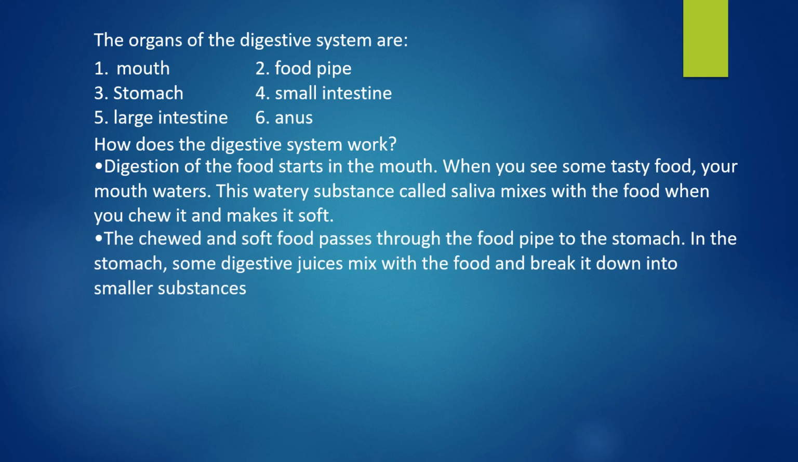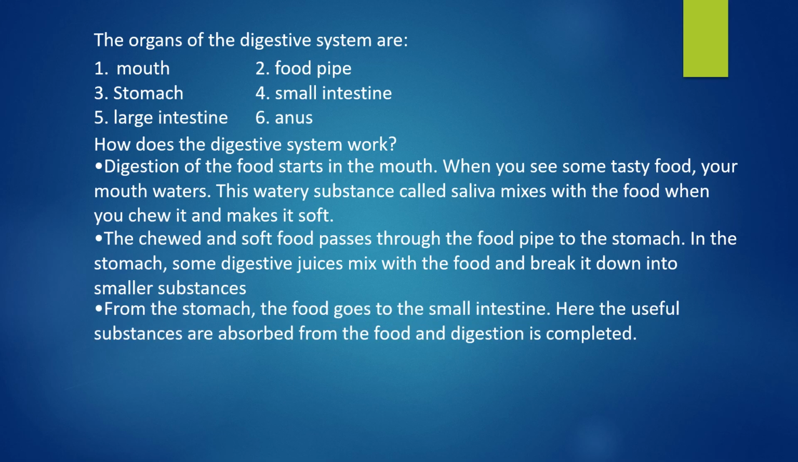The chewed and soft food passes through the food pipe to the stomach. In the stomach, some digestive juices mix with the food and break it down into small substances. So after we chew, the soft food passes through our food pipe to the stomach. Then some digestive juice comes out in our body. Then all the food that we eat becomes very small substances, and then it gets used by our body.